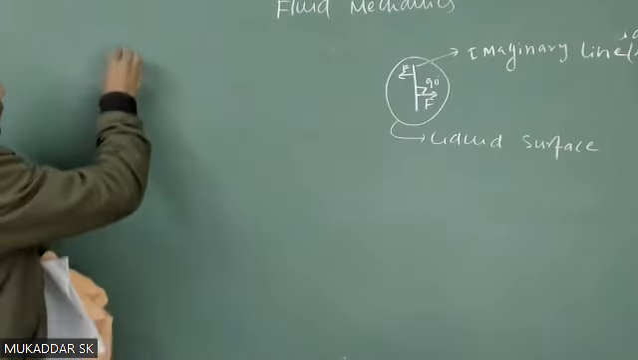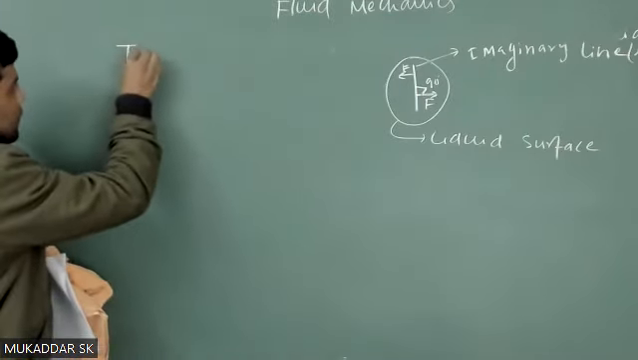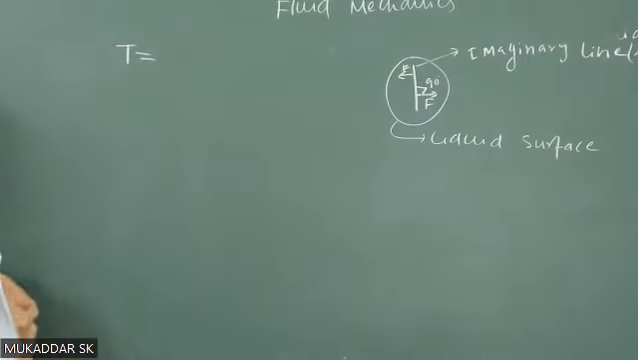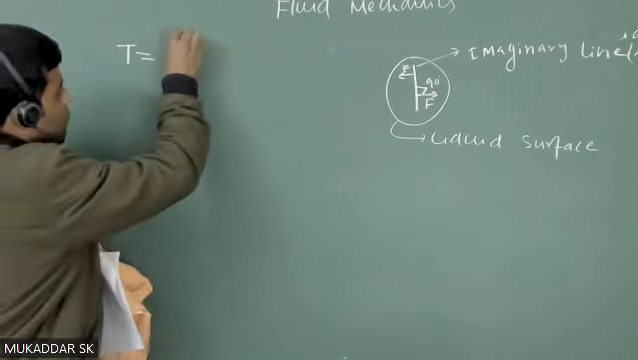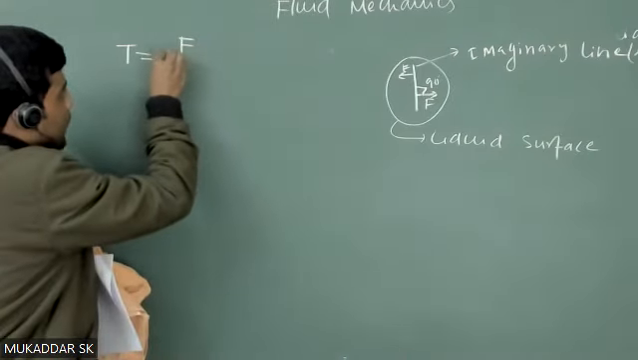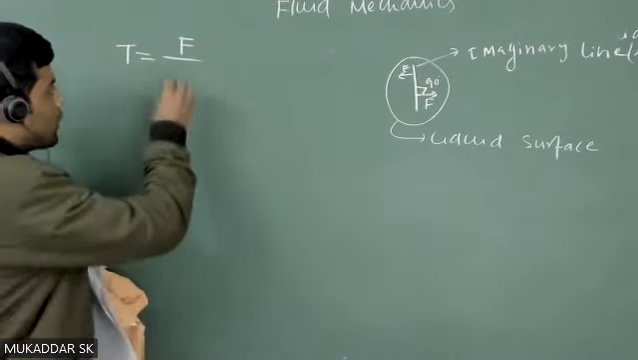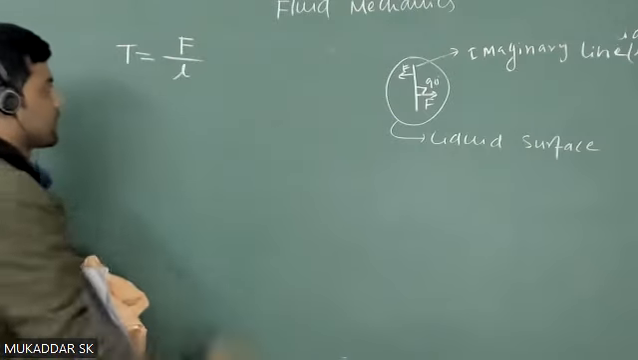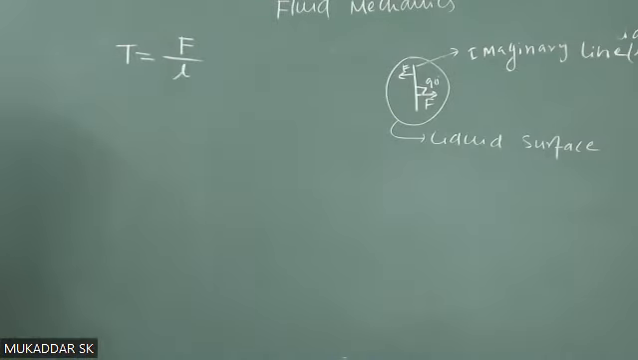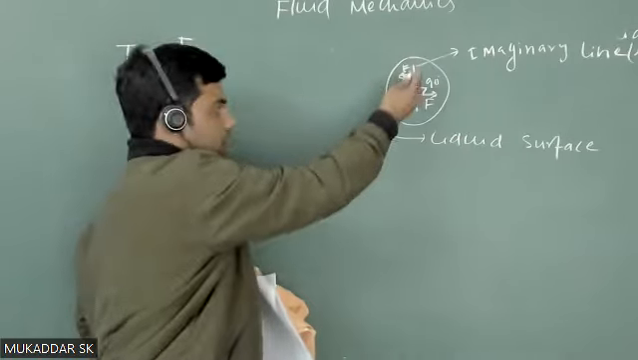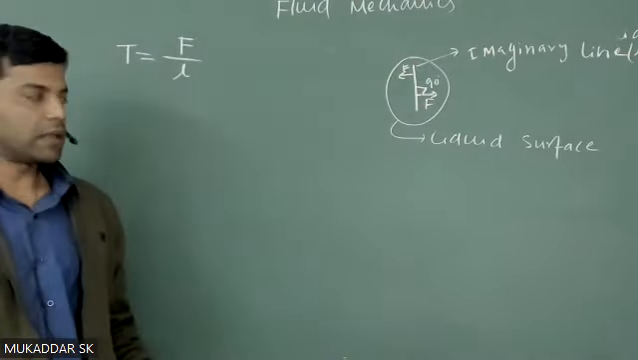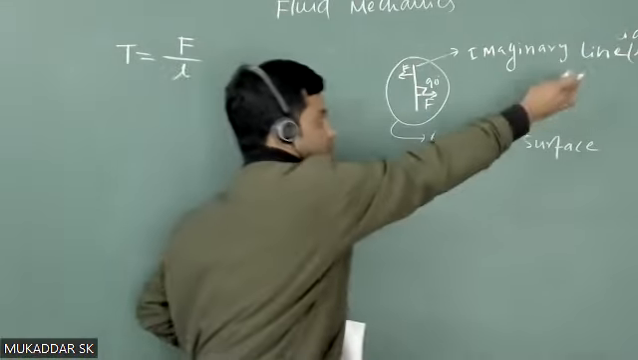So the definition of surface tension T is your surface tension. This is defined as force acting on this line per unit length. So you have an imaginary line, you can think like a thread, having length L.